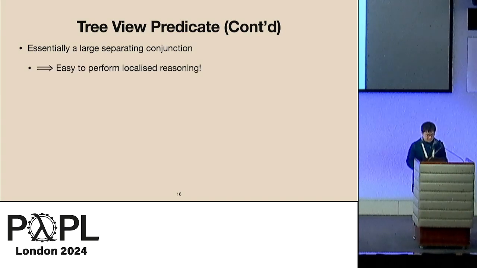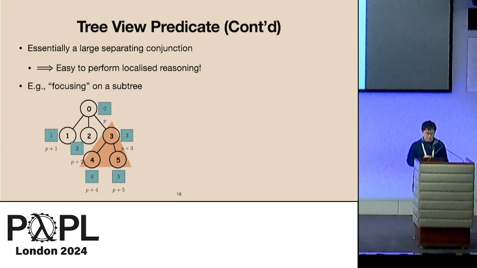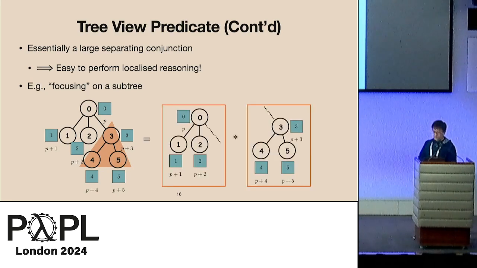Fortunately, this nature allows us to perform localized reasoning by using the tree view predicate. For example, if we want to focus on the subtree with node 3 being the root, we can first separate the subtree from the other parts, and such separation is feasible because separating conjunction is commutative and associative. And then we can reason about the subtree solely by applying the frame rule without the need to prove that the frame part is not changed.